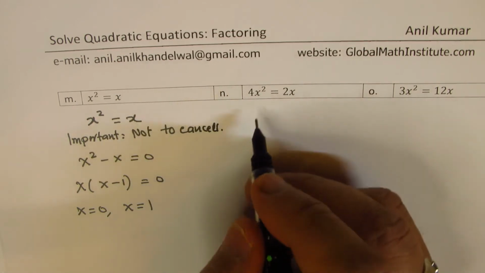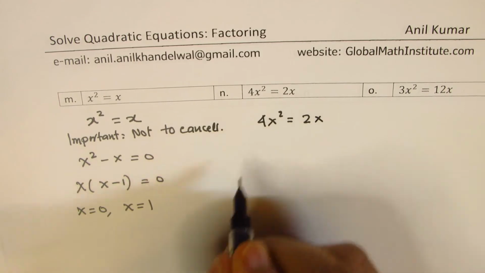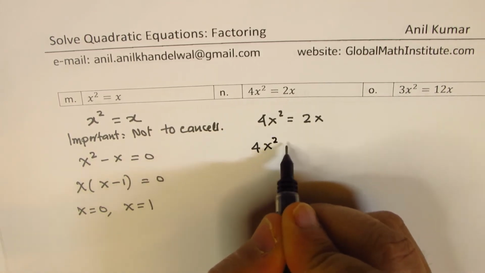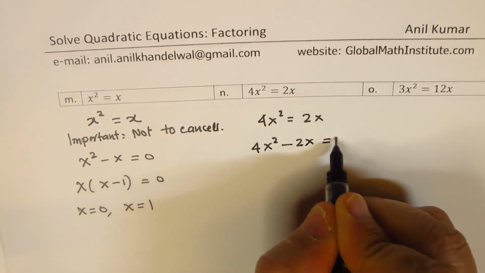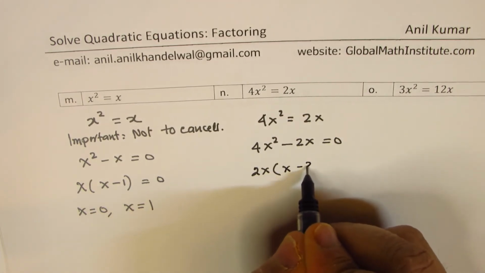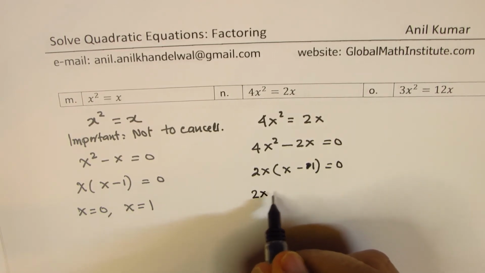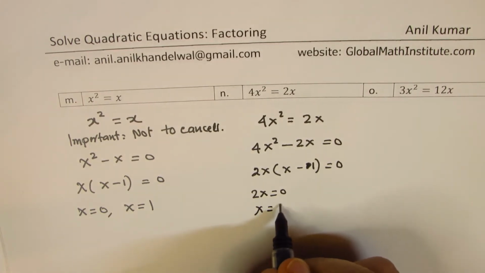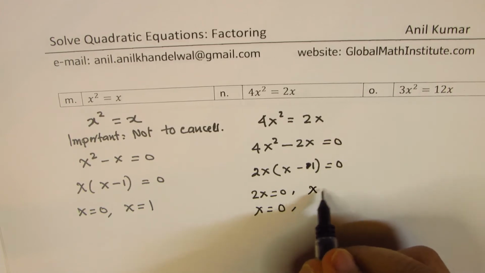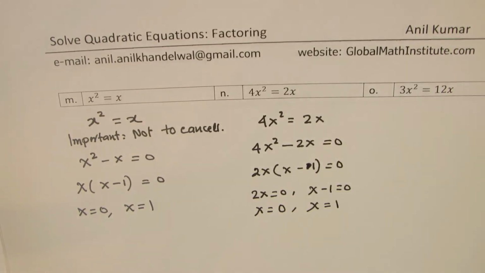Perfect. Next one, here is 4x squared equals to 2x. So what you should do? Bring them together, right? So we'll write it like this. Now factor. So we have 2x common. We get 2x times 2x minus 1 equals to 0. So 2x equals to 0 means x equals to 0. And on the other hand, 2x minus 1 equals to 0 means x equals to 1 over 2. So we have again two solutions.